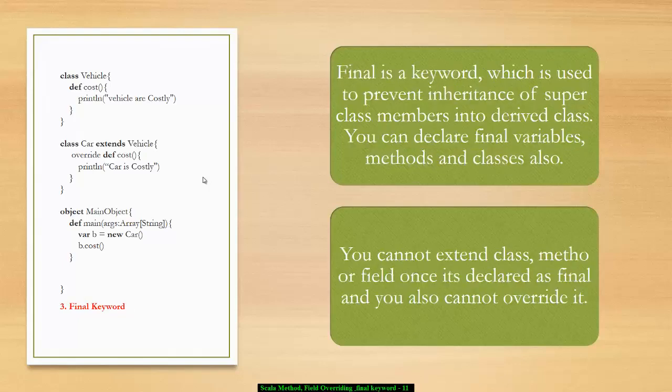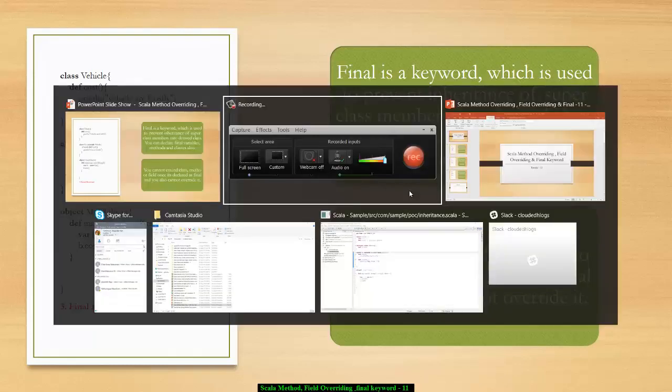The next thing is the final keyword. The final keyword is used to prevent inheritance. If a method is declared as final, you cannot inherit that method in a subclass. Or if I have declared a class as final, it cannot be inherited or overridden in its subclasses. Let's see how these three are done with examples.